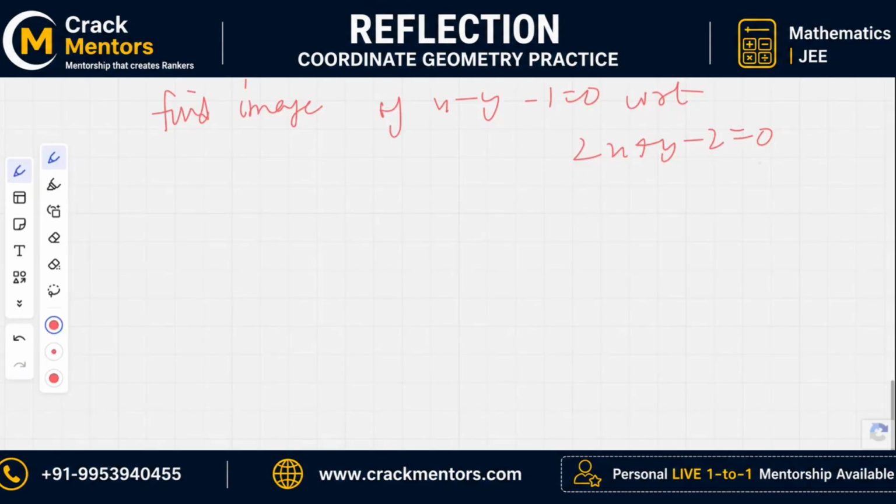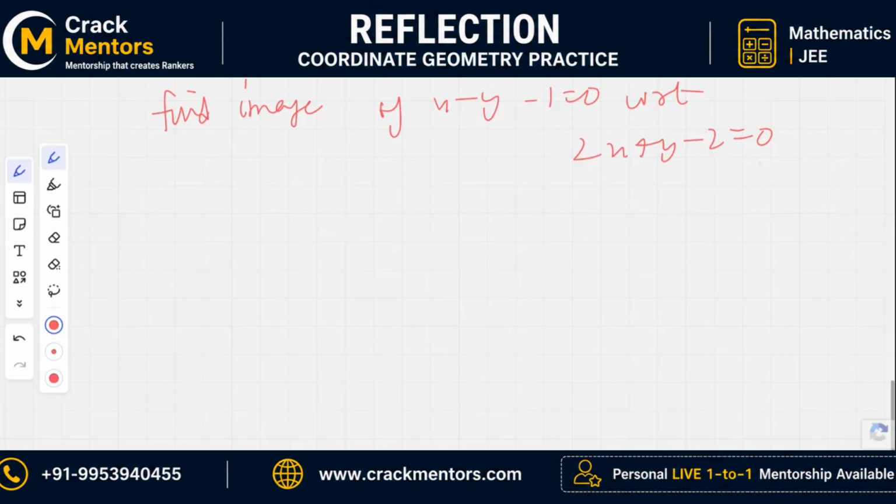So x dash is basically 12 by 5. And y dash is minus 1 minus 2 into 1 into minus 3 divided by 5, so y dash is 1 by 5. So the reflected point P dash is 12 by 5 comma 1 by 5. So the slope is 1 by 5 divided by 7 by 5, so the slope is 1 by 7.